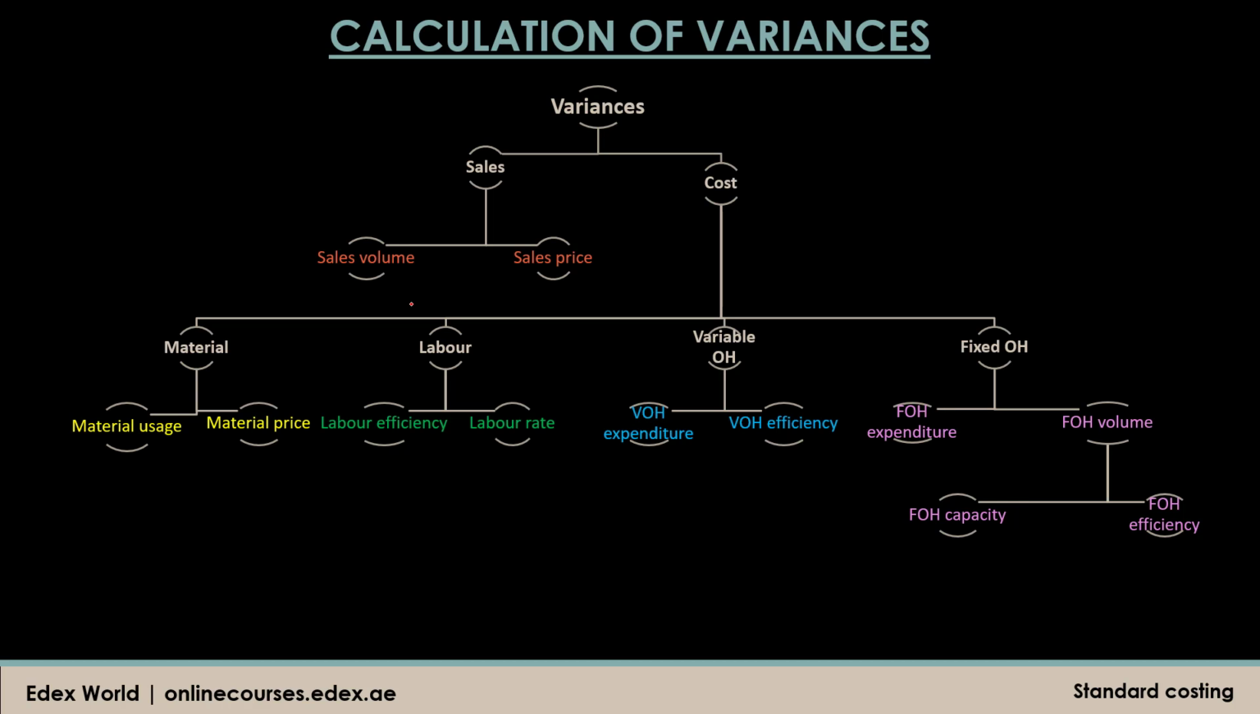In the first part, we covered the sales variance and under that the sales volume and the sales price variance. Then in the second part, we covered the material cost and labor cost variance and their subvariances. In this video, we are going to cover the variable overhead and the fixed overhead variances. So this is going to be part 3 of the standard costing chapter.